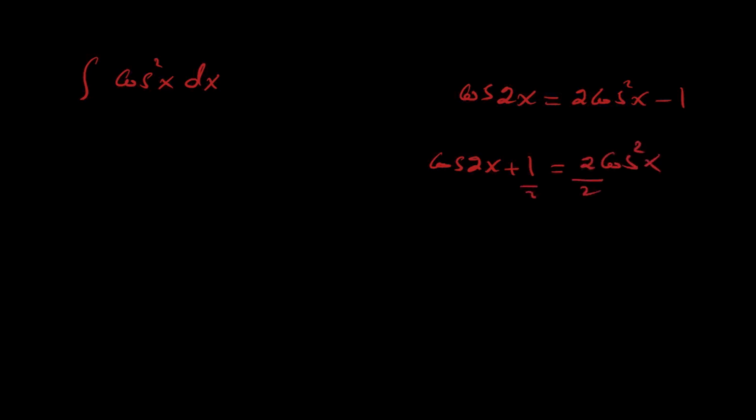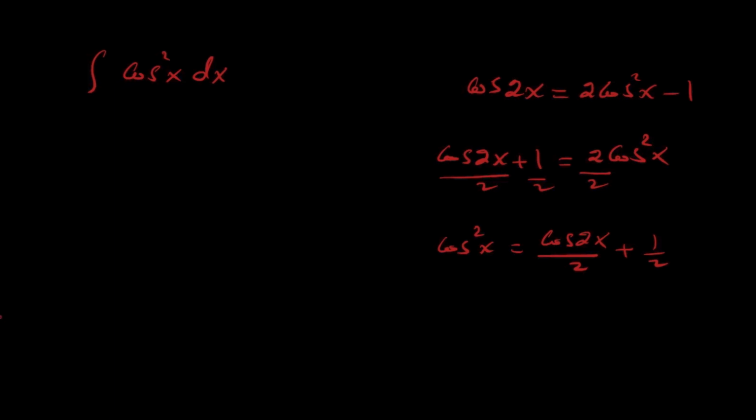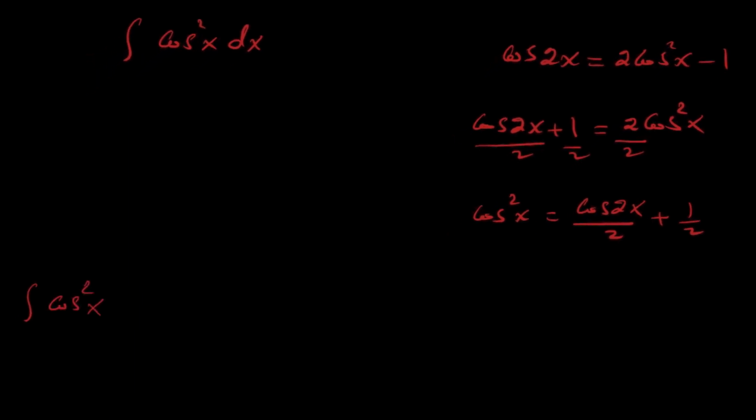Divide by 2. You will get cosine squared x is equal to cosine 2x over 2 plus 1 over 2, or you can write 1 over 2 cosine 2x plus 1 over 2. So we can say the integral of cosine squared x dx is going to be equal, replace cosine squared, it becomes integral for 1 over 2 cosine 2x plus 1 over 2 all dx, and we find the integration.